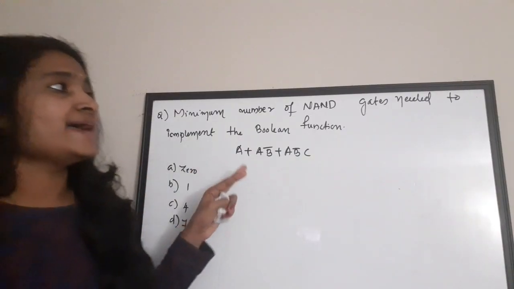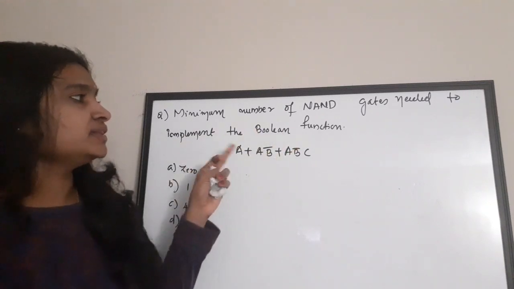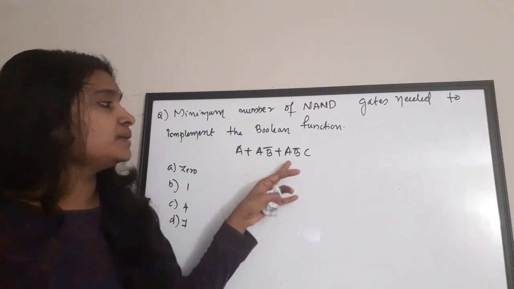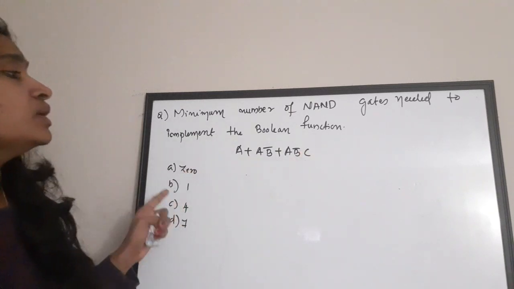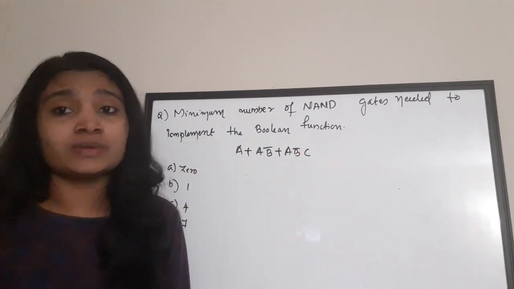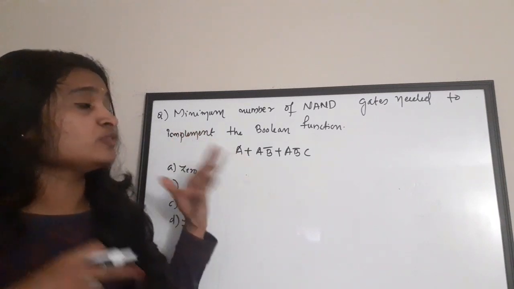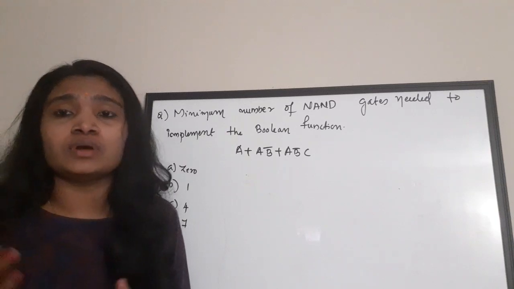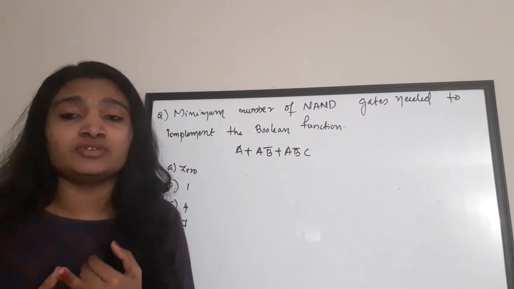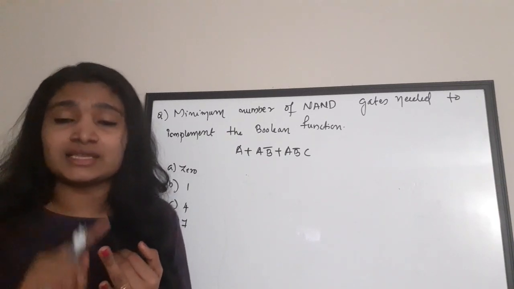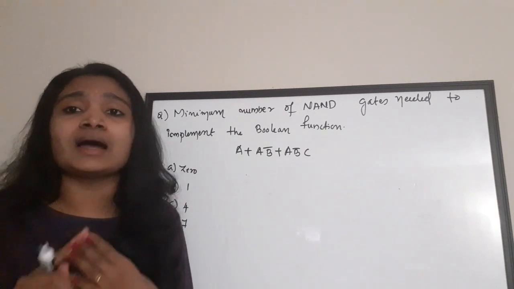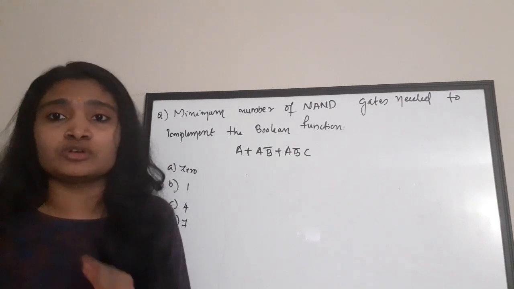Minimum number of NAND gates needed to implement the Boolean function A plus AB bar plus AB bar C. Now, there will be questions like that, that is how many NAND gates are needed for realizing a particular function. Either you have to apply De Morgan's law, or you have to change a POS to SOP form, or you have to simplify the Boolean expression, or apply double complement. These are the 4 options.